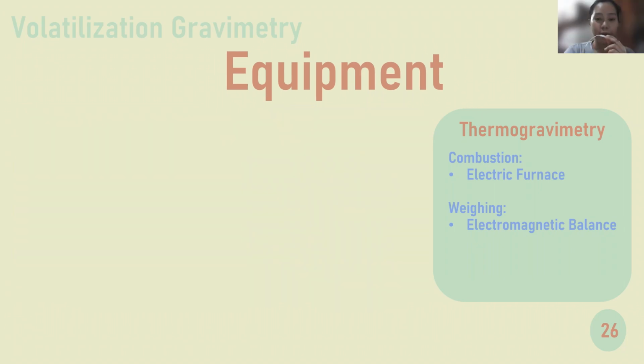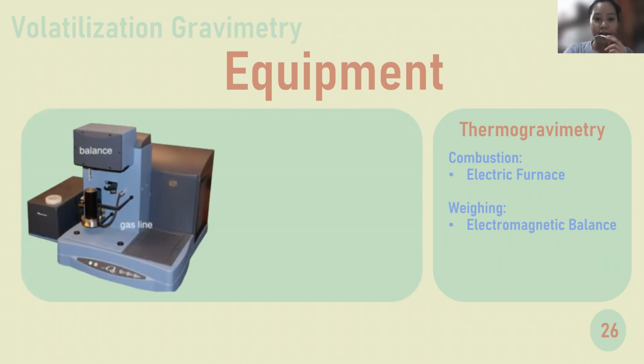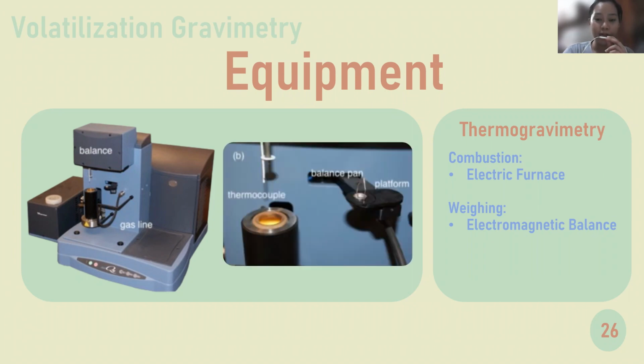The sample will be placed in a small balance pan, which is connected to the electromagnetic balance. The instrument includes a gas line for purging the volatile decomposition products out of the furnace and a heat exchanger to dissipate the heat emitted by the furnace. The thermocouple is used to monitor the temperature.